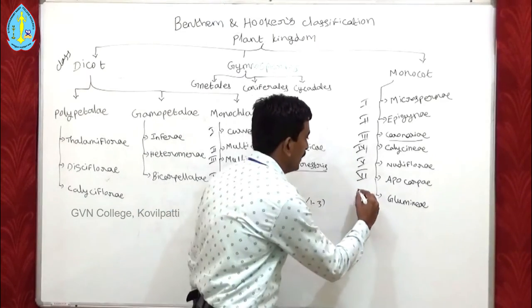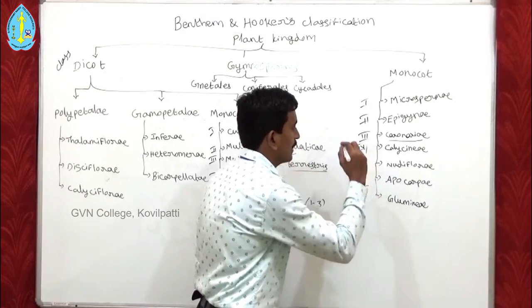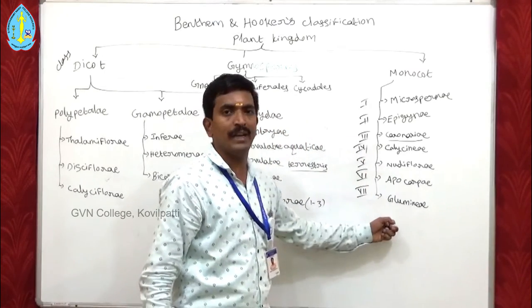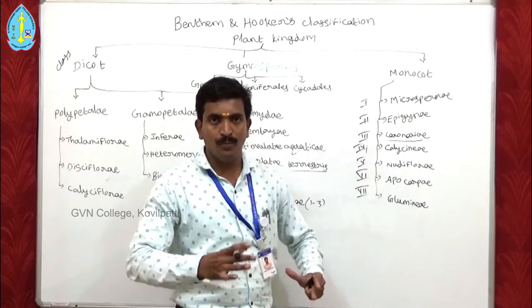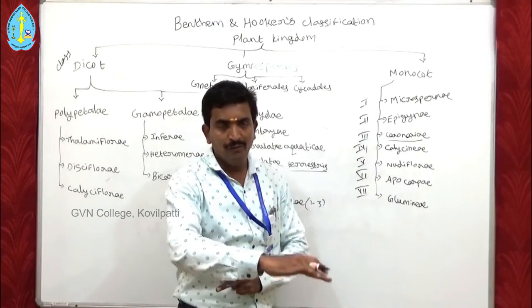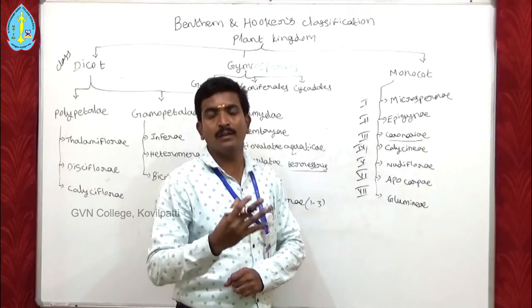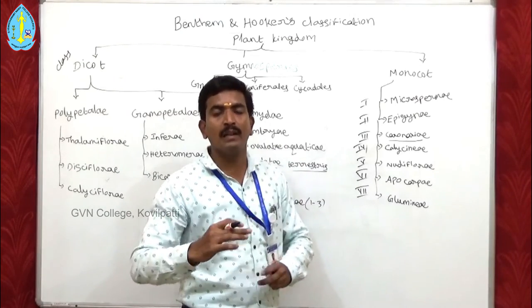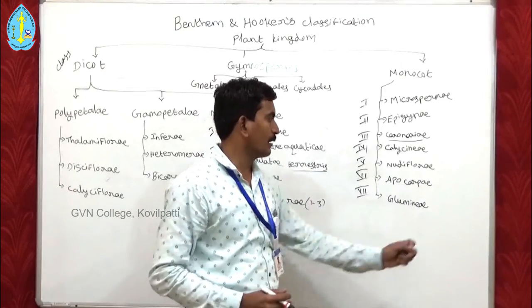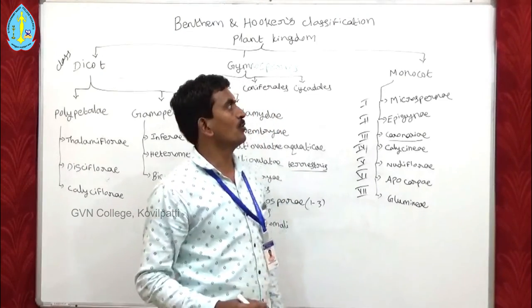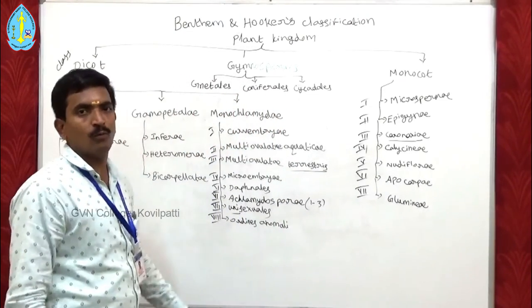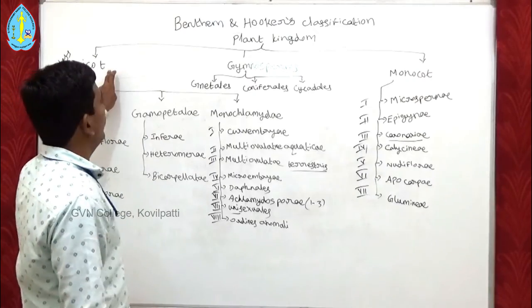The last series in monocotyledons is Glumaceae. Glumaceae means an inferior ovary plant, but it produces large glumes. The large glumes present come under Glumaceae. So Bentham and Hooker classified overall plants into three classes.